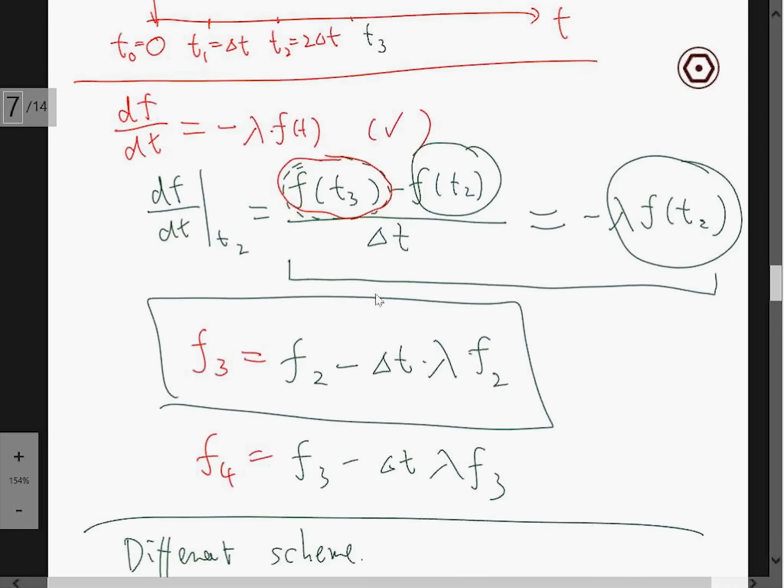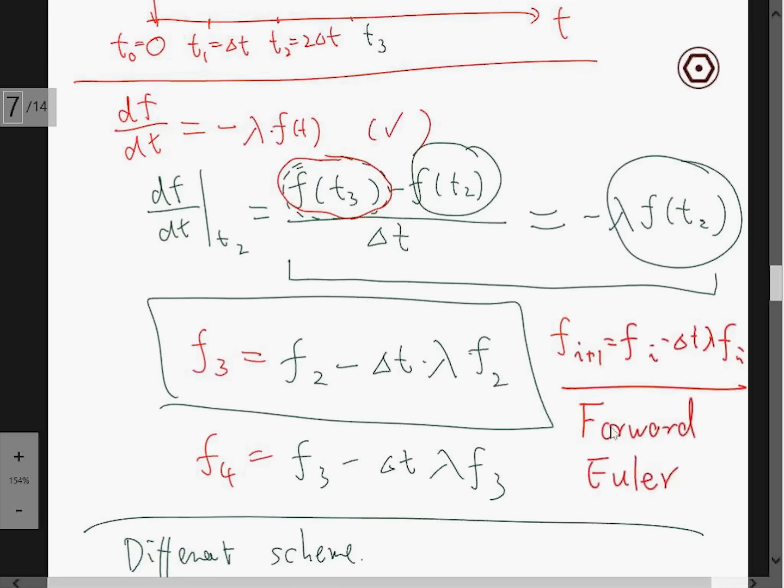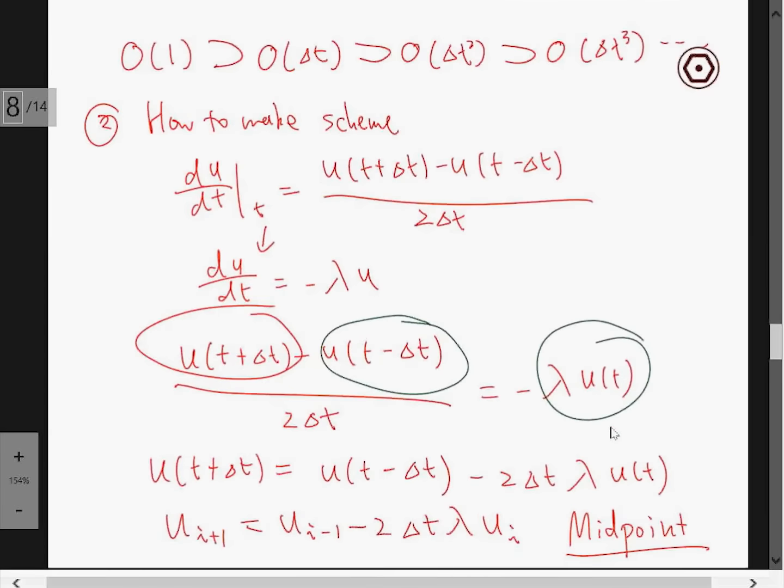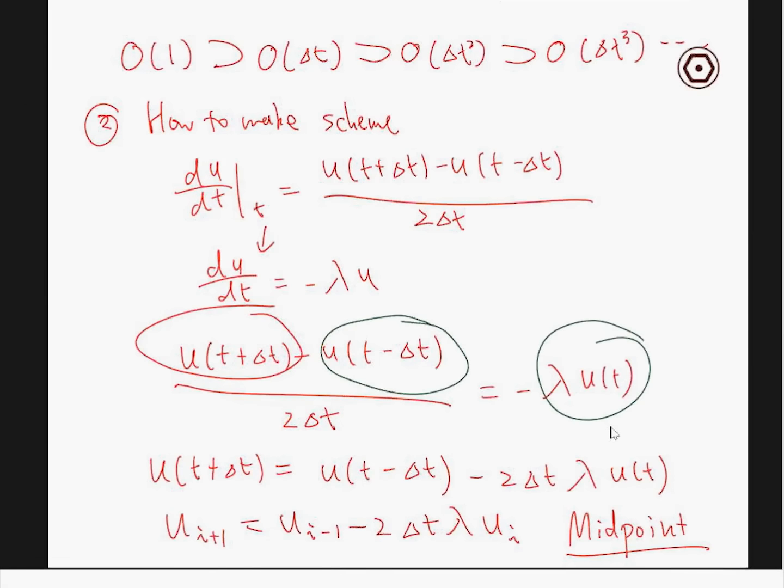Yeah, the scheme we have here, we can write it in general as f of i plus 1 equals f of i minus delta t lambda f i. This is called the forward Euler scheme, and in your reading, okay. We have also derived the midpoint scheme. They are different only in how to approximate the derivative in time. Once you have an approximation of the derivative in time, you plug it into the differential equation, you get a scheme.